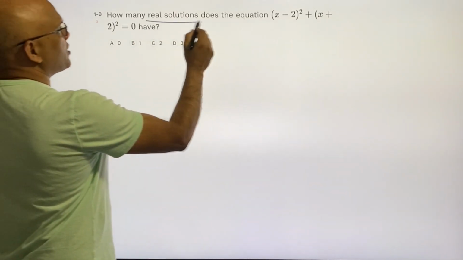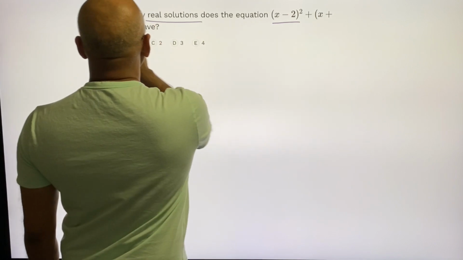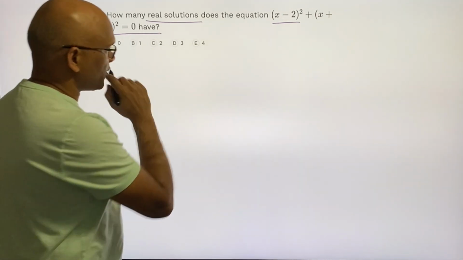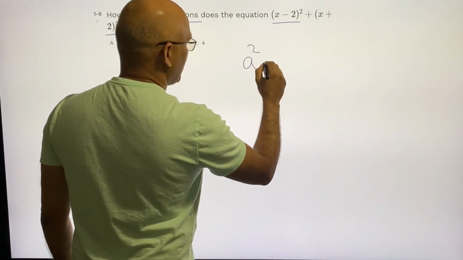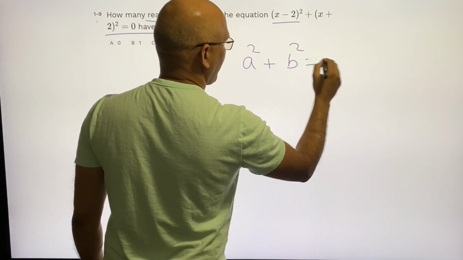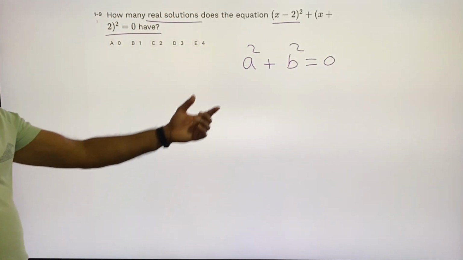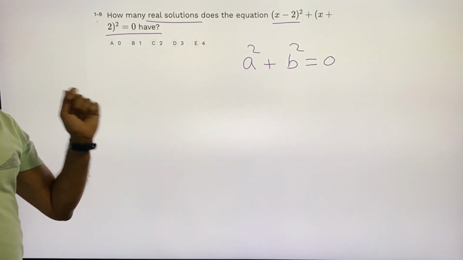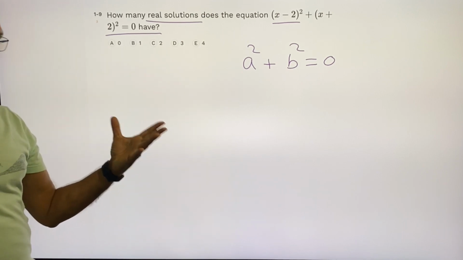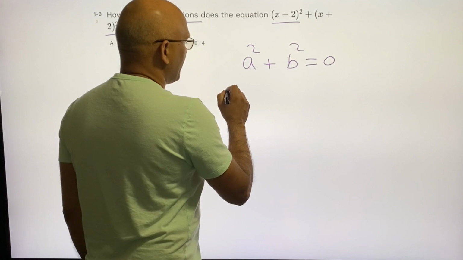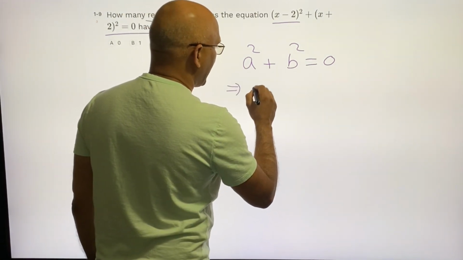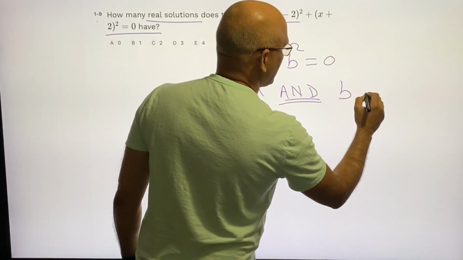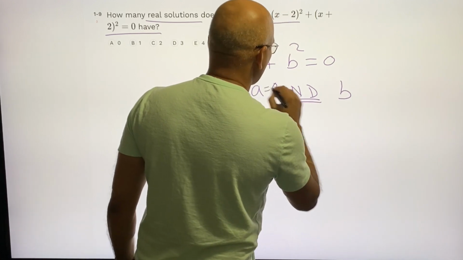How many real solutions does this equation have? Okay, so as you can see, this is something square plus another number square. Whenever you see an equation like a square plus b square, let's say plus c square, is equal to 0, and the solution we want is real, not a complex number, the only way this equation can hold true is if a and b both are 0. Not or, a and b both are 0.